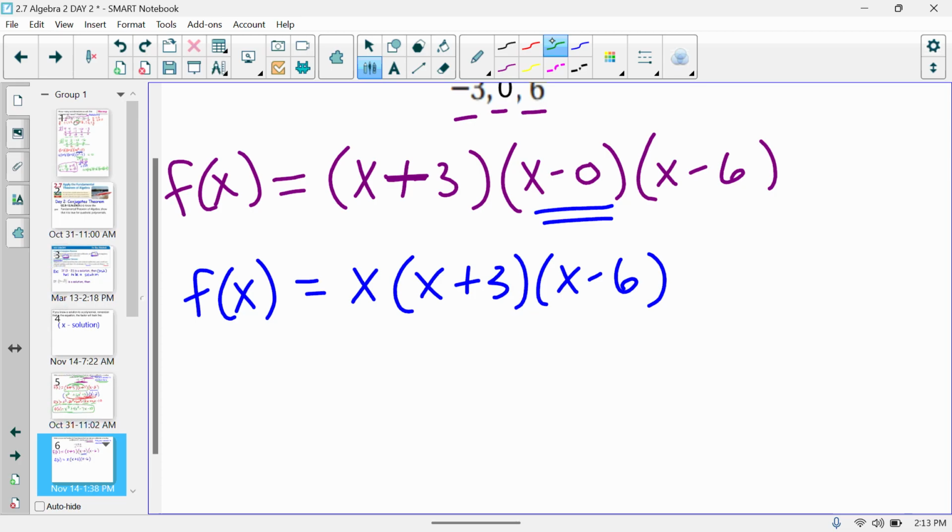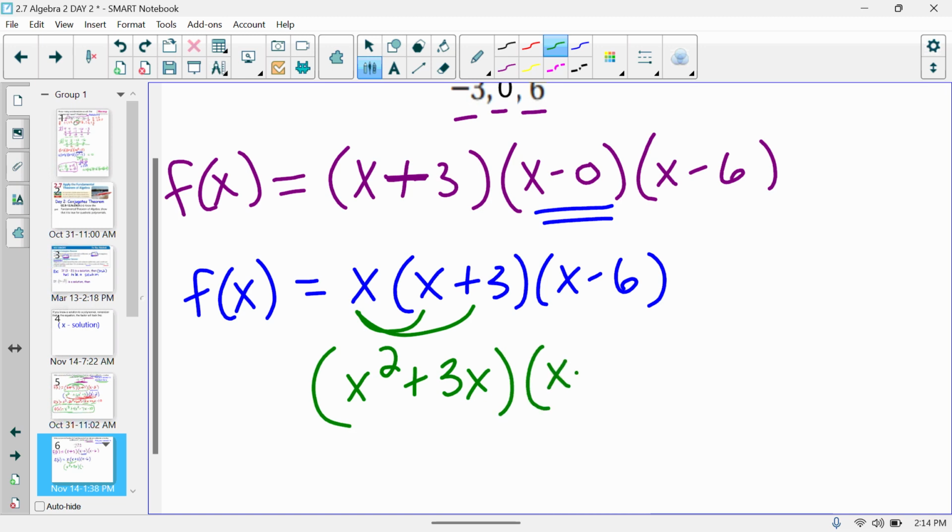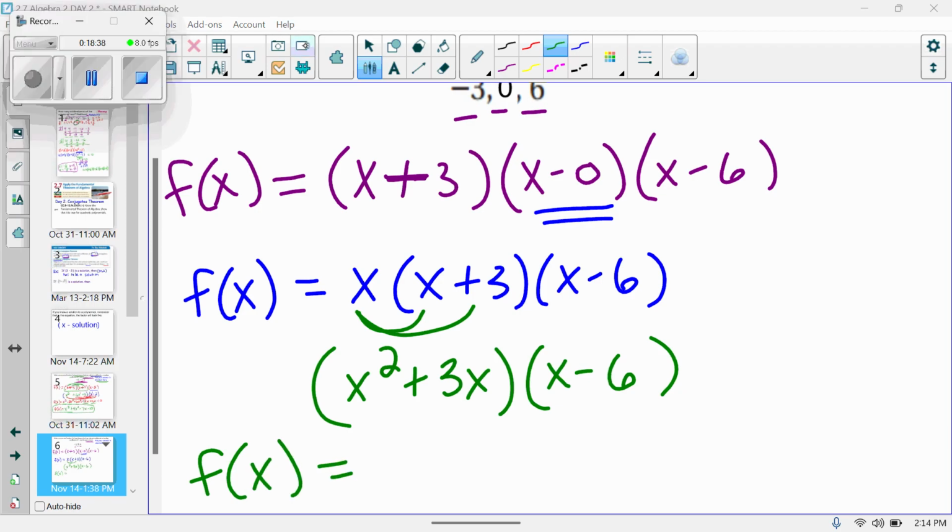It doesn't matter. I just think that this way is going to be the easiest for you, because I would just multiply from left to right. So our first set of multiplication would just be x times x and x times 3. So that'd be 3x. But then remember, that whole answer has to get multiplied by x minus 6, which means you're going to FOIL it. So you go ahead and finish it.